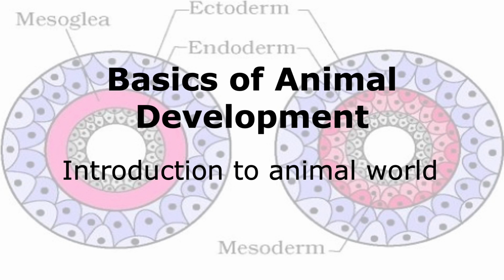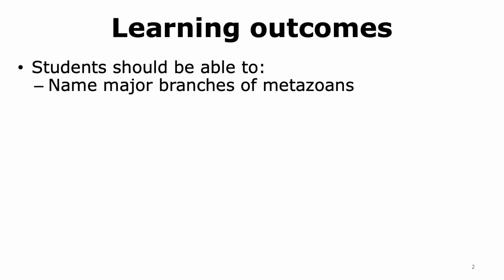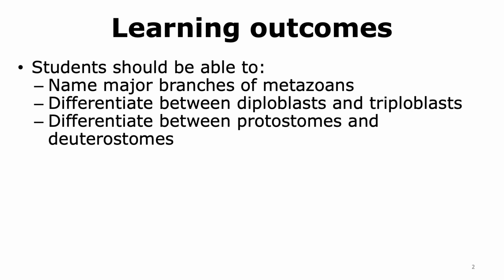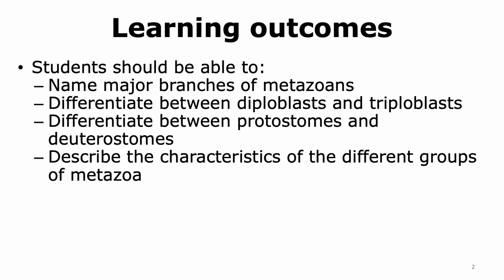Welcome to the developmental patterns in animals. In this talk, we're going to learn a little bit about the animal world. We're going to start off with learning about the major branches of metazoans, followed by differentiating between diploblasts and triploblasts. We'll then learn about protostomes and deuterostomes, and thus we're going to learn about different characteristics of the various groups in metazoa.